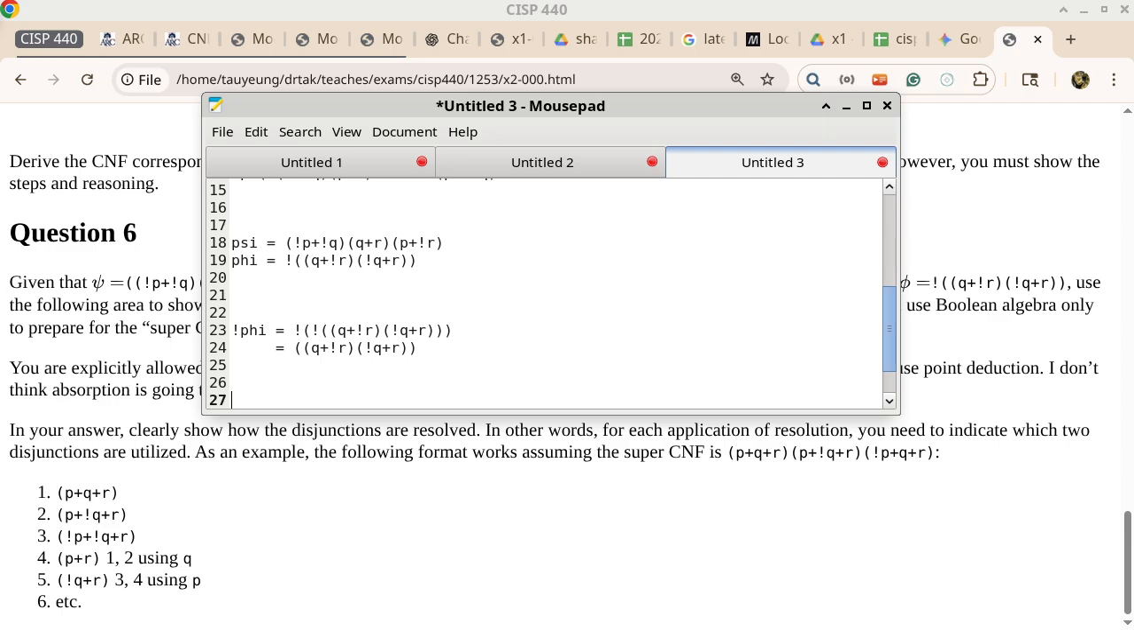So now the question is, what is the next step? I have two independent CNFs right now. This is one CNF, and this is another CNF. What are we going to do?